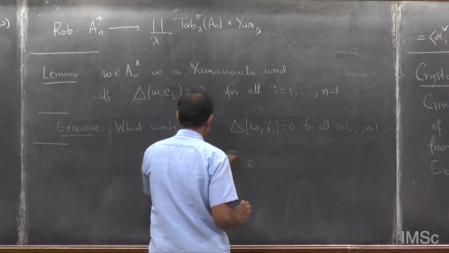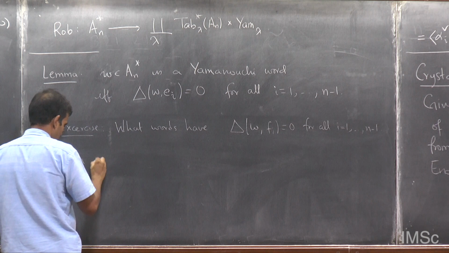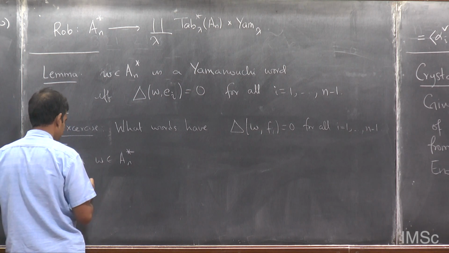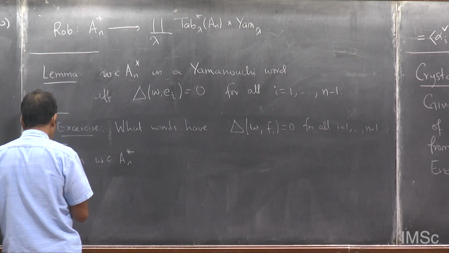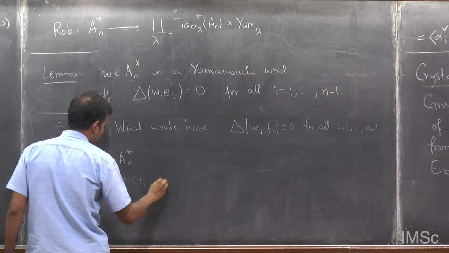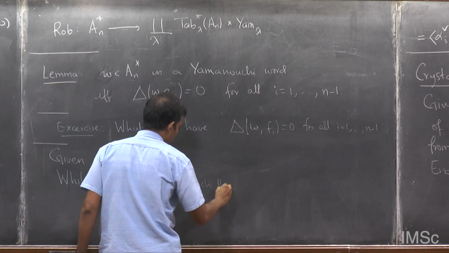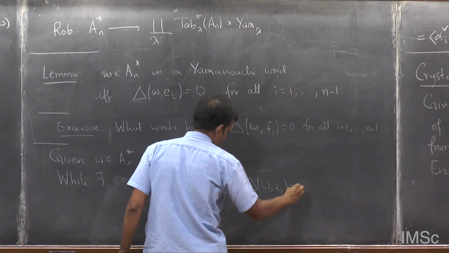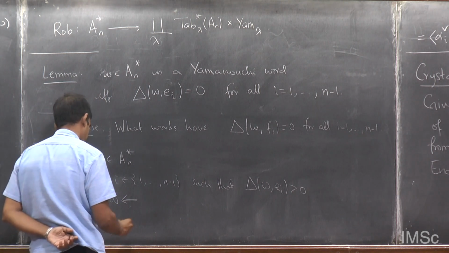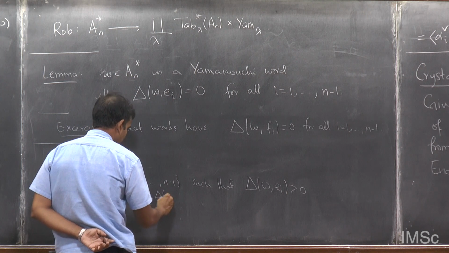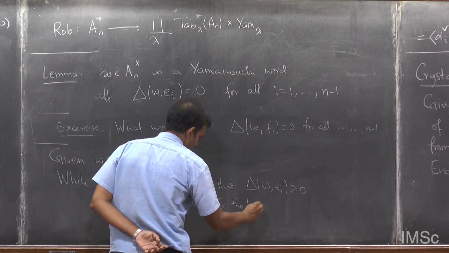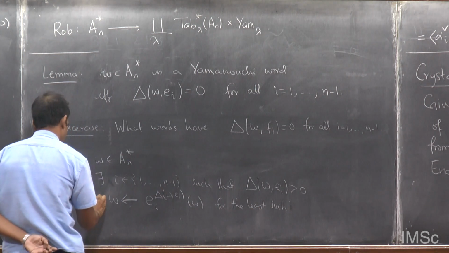Okay, so I will give it as an algorithm. Start with the word W. While there exists i in 1 to n minus 1 such that I can apply e_i, you take W and replace it by e_i raised to delta W e_i of W, for the least such i. Okay, and then you output W.